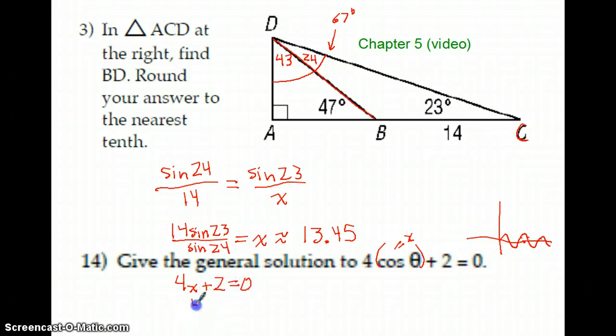I wonder if the calculator will do this. I bet it does. Okay. Looks like x is supposed to be negative half.